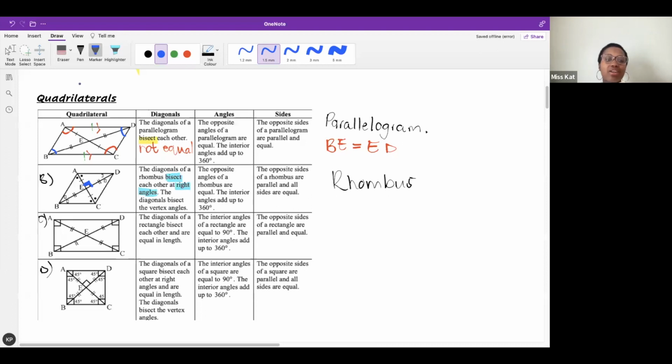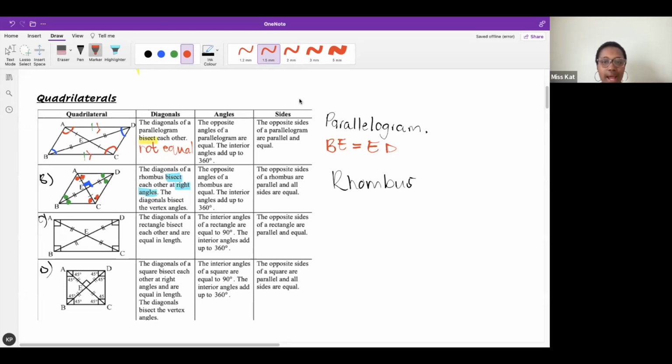And then the diagonals on top of that, they bisect the angles at the corner. So this side of D and this side of D will be equal. This side of B and this side of B will be equal. And then A as well and C as well. So the diagonals cut the angles in half. That's what bisect means.